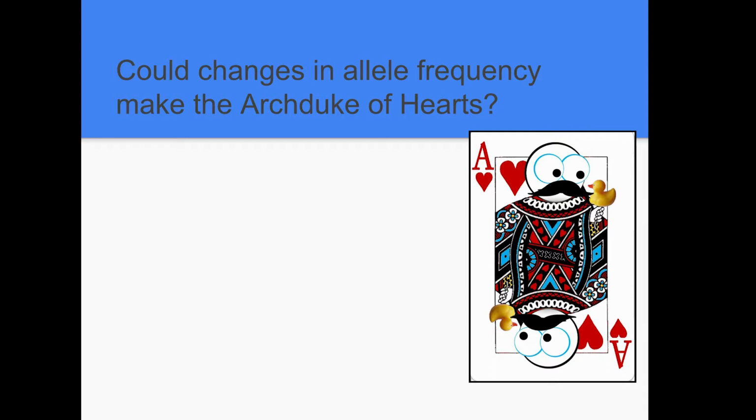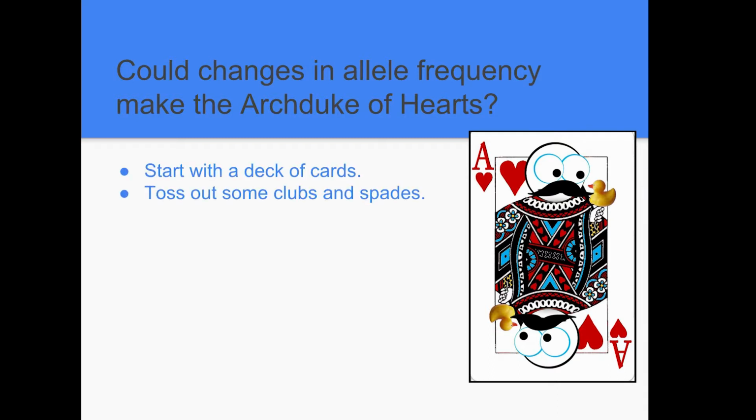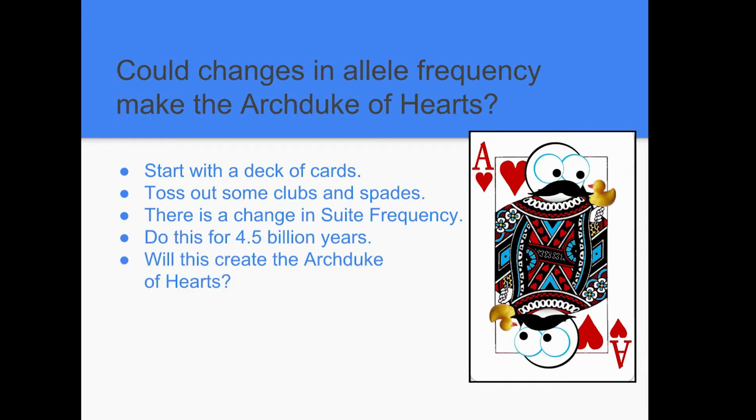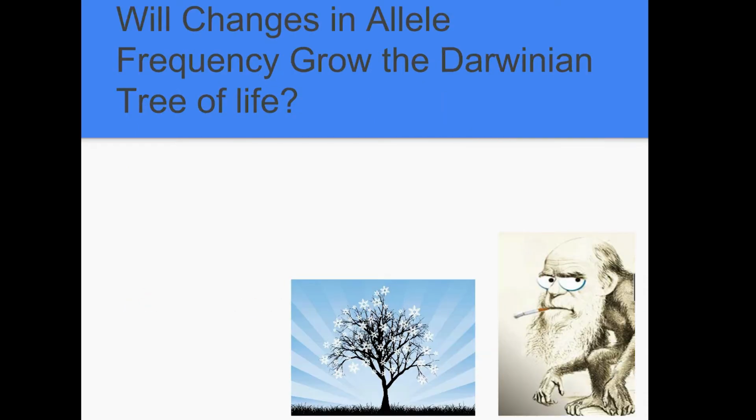Could changes in allele frequency make the Archduke of Hearts? Here's my metaphor. Start off with a deck of cards. Toss out some of the clubs and spades. There is a change in suit frequency. Now hearts make up a larger percentage of the total deck. Do that for 4.5 billion years. Is that going to create the Archduke of Hearts? Well, no.